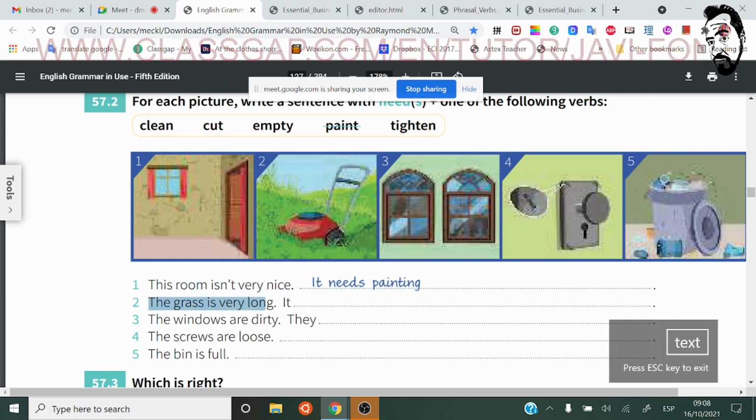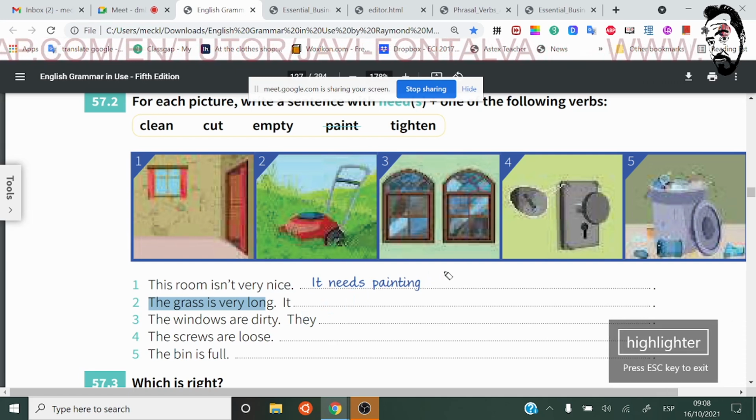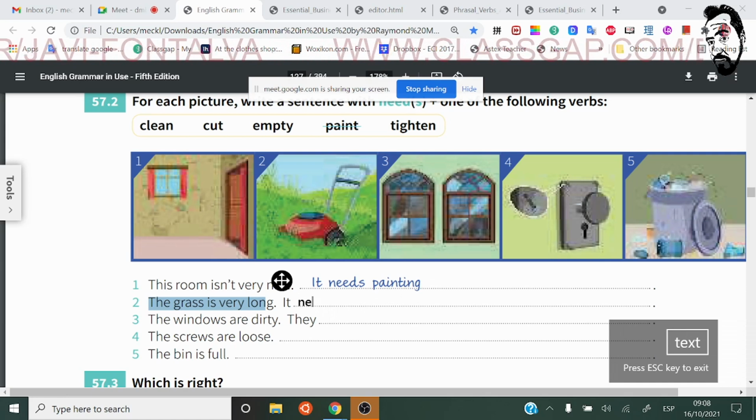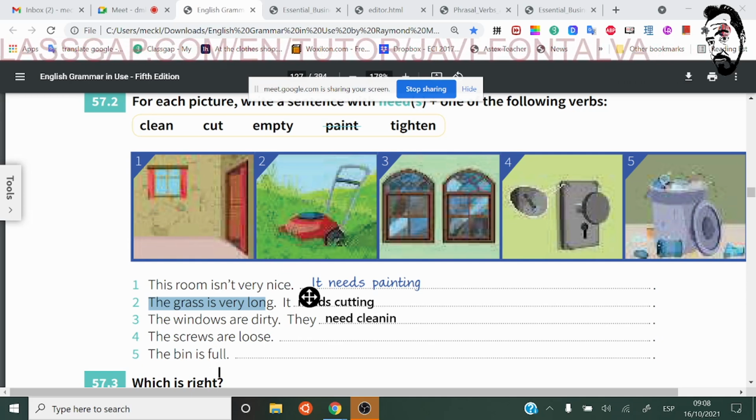Okay, the grass is very long. What would you say here? It needs cutting. Exactly. It needs cutting. Number three. The windows are dirty. They need cleaning. They need cleaning.